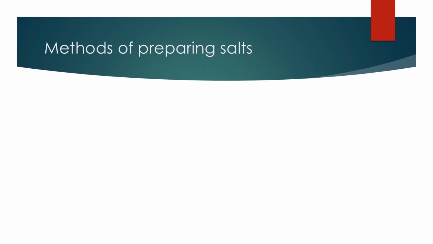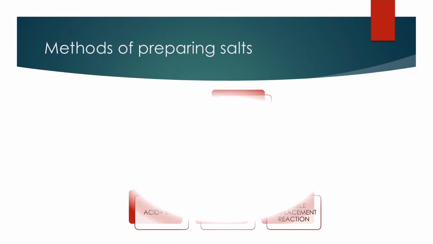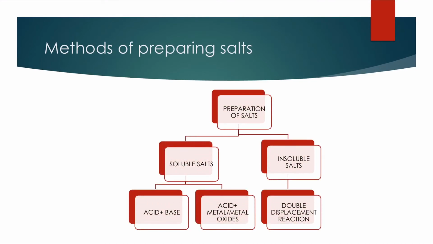We have the methods of preparing salts. We have two types of salts: soluble salts and insoluble salts. There are two methods for preparing soluble salt. One is acid base reaction and the other is acid metal or metal oxide reaction. Whereas insoluble salts can be prepared by double displacement reaction.